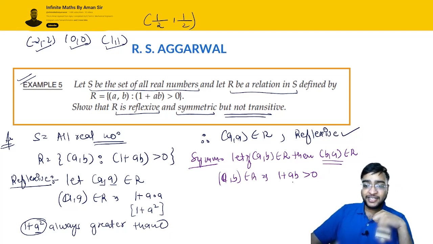Yes, sir. Because if I just reverse the order, then you can say this is also 1 plus b a greater than 0.